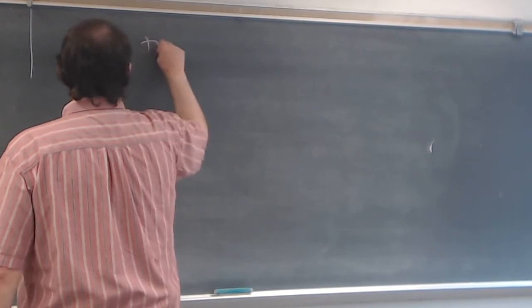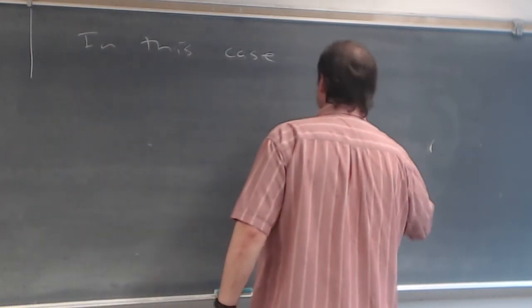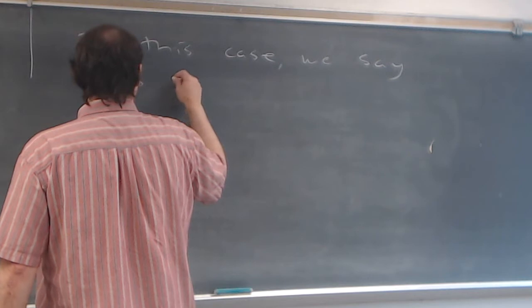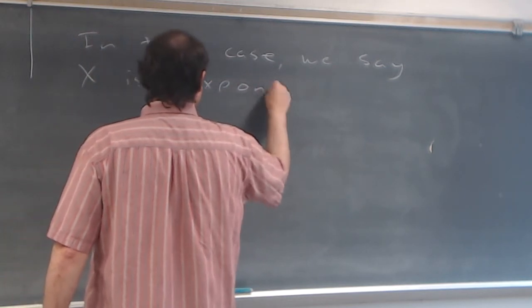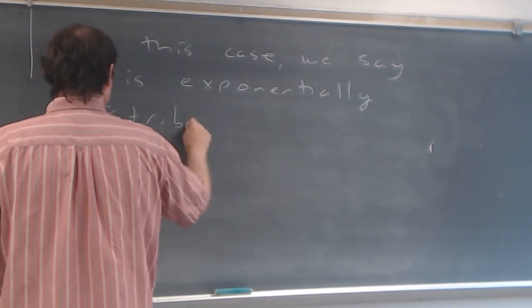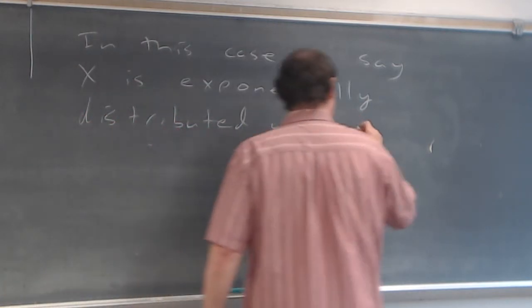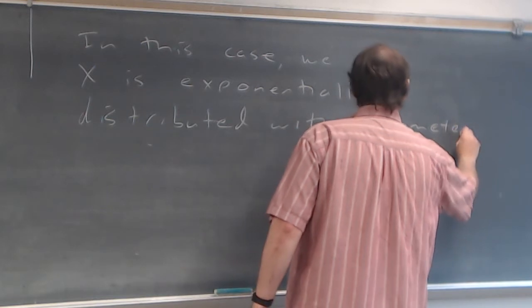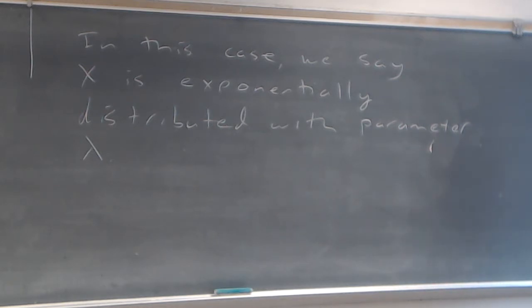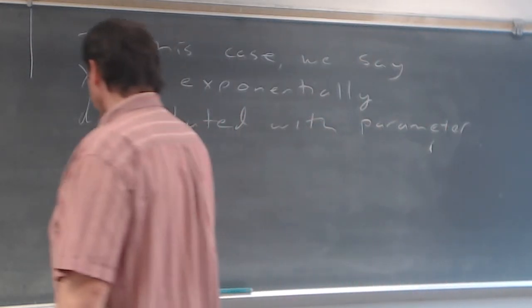In this case, we say x is exponentially distributed with parameter lambda. Okay. You know, there's always the fact that we want to have be the case.